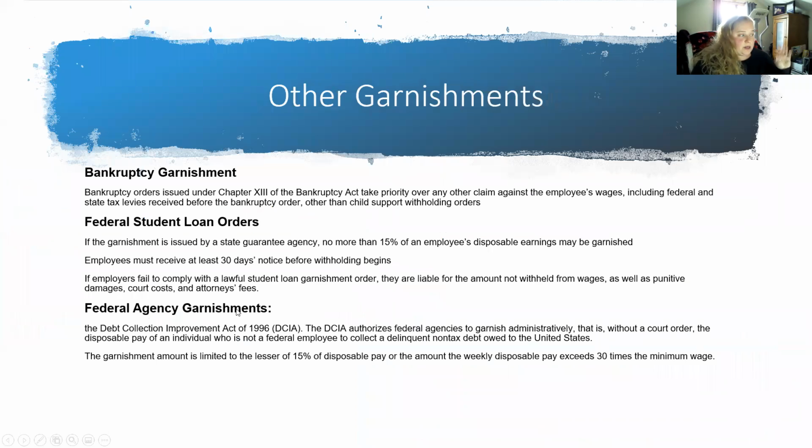Real quick, other types of garnishments: bankruptcy, federal loans, federal agency garnishments. They all have their own specific rules. Federal loans are usually 15% of the employee's disposable earnings. The recent law due to COVID, those have all been stopped. I don't think they've been put back in place yet.